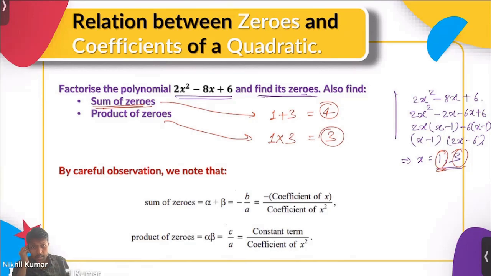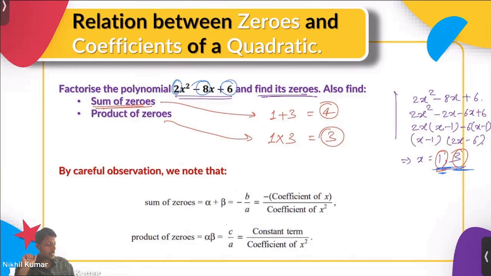Okay. Now, our original question was, is there a relationship between zeros and coefficients of a quadratic equation? We know that the coefficients are 2, minus 8 and plus 6. These are the coefficients. So, do the roots or the zeros of the polynomial have any relation with the coefficients or not? So if you observe carefully, it turns out that there is indeed a relationship. And what is that relationship?